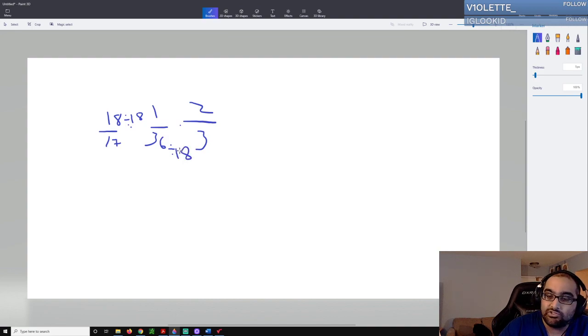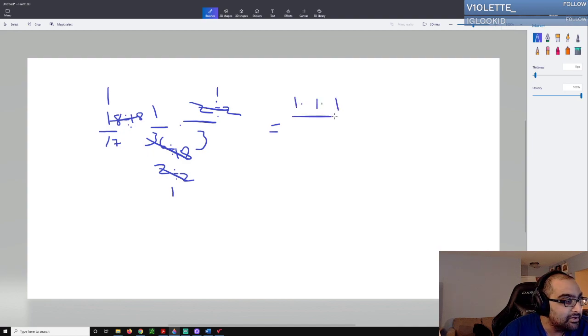If you didn't see that, you could have tried 9 or 2, and you could have kept going, just depending on what you wanted to do. So this 18 becomes 1, this 36 divided by 18 becomes 2, and we have 2 and 2 here, divide by 2, and divide by 2, so this becomes 1, this also becomes 1. So you have 1 times 1 times 1 over 17 times 1 times 3, which equals 1 over 51, which is correct. All right, very good.